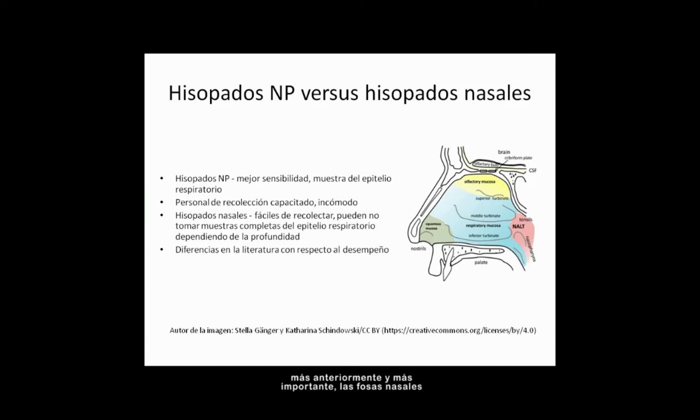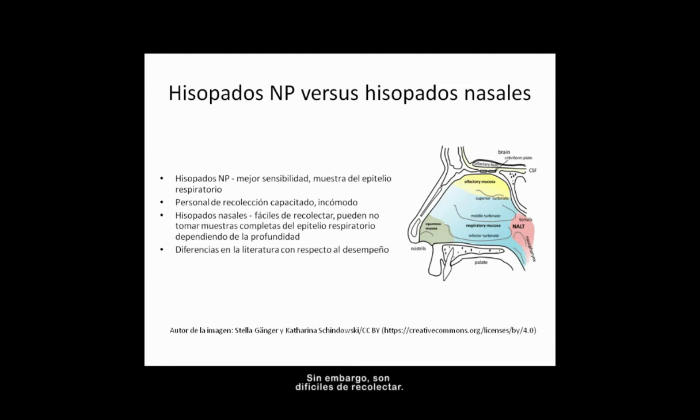And importantly, the anterior nasal passages are lined with squamous epithelium. The virus replicates in ciliated respiratory epithelium. So there's some theoretical concern that anterior nasal swabs may not necessarily sample the right place. We know that nasopharyngeal swabs appear to have the best sensitivity, and they clearly sample respiratory epithelium.